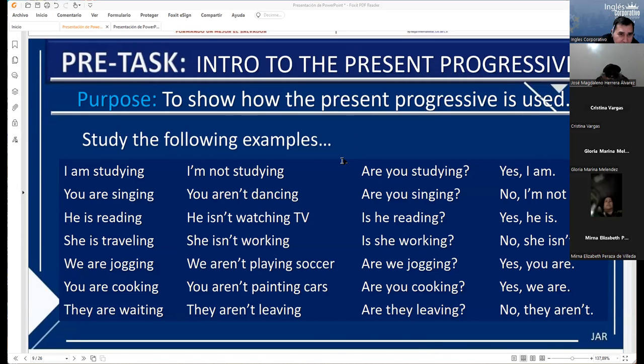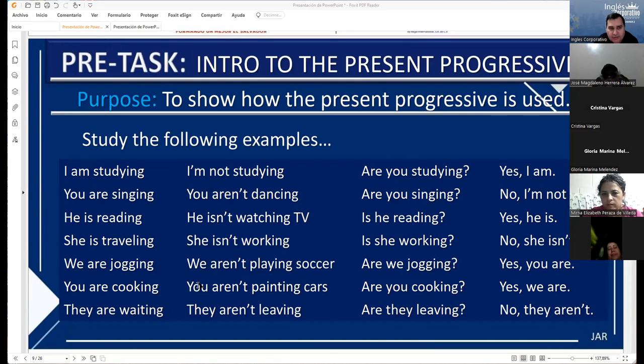Okay, let's continue. We have introduction to the present progressive. To show how the present progressive is used, study the following example. I am studying. I'm not studying. Are you studying? This is the affirmative, the negative, and the questions or interrogative form. These are the answers. Yes, I am, or no, I'm not. You are singing. You aren't dancing. Are you singing? No, I'm not. He's reading. He isn't watching TV. Is he reading? No, he isn't. She's traveling. She isn't working. Is she working? No, she isn't.